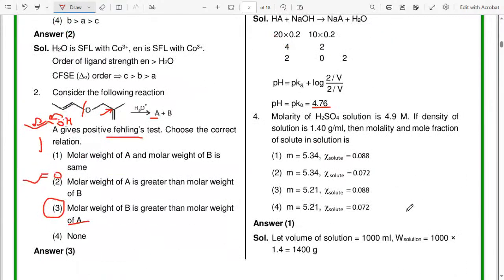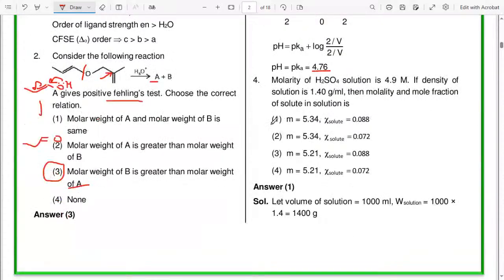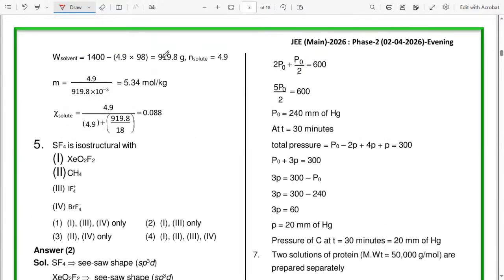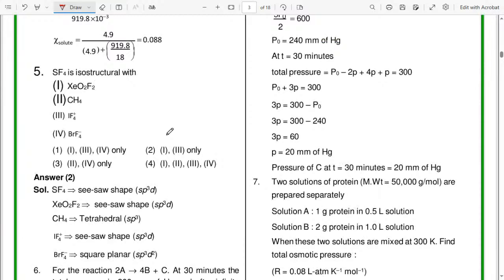The molarity of a sulfuric acid solution is 4.9 moles. If the density of the solution is 1.40 grams per ml, then find the molality and mole fraction of the solute in the solution. Yes, option number 1 is the correct option students. The solution is given here. Please go through it for detailed solutions and answers. Yes, next question number 5.